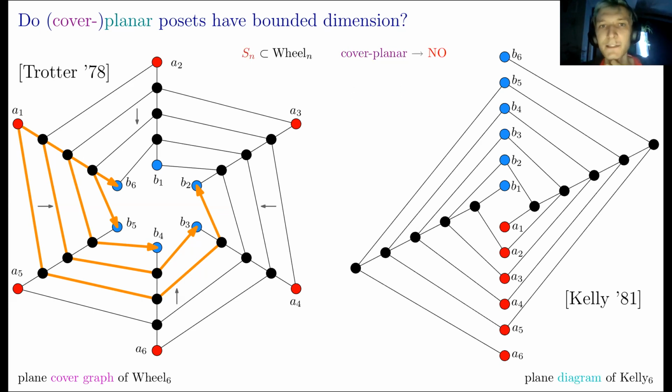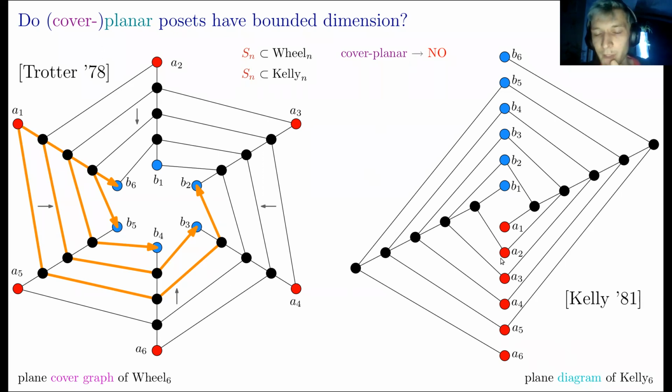And now the second example. So now we want a planar diagram. So now all edges go up. And we have a plane diagram of Kelly 6. So 6 again. Again, we have a standard example, a subposet of Kelly n, and the number here is the same number as here. Yes? So how large a standard example is inside this Kelly.